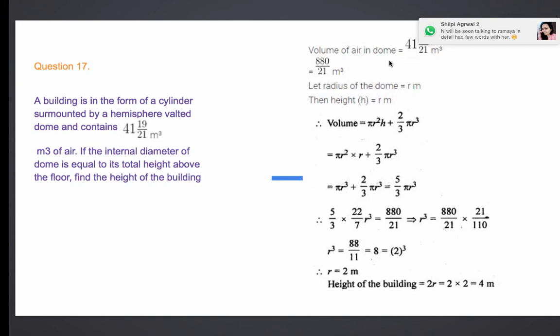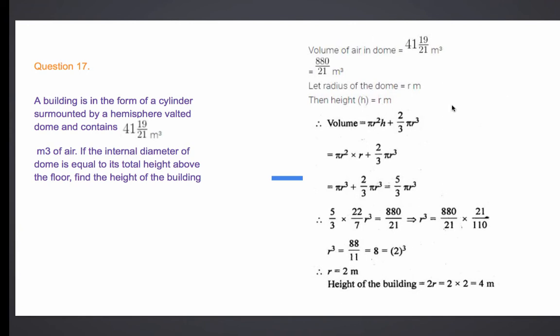Now, the volume of air in the dome is given as 4119 upon 21 meter cube. This is the total volume of the air which is inside the hemisphere as well as the cylinder, the complete dome. Okay, when you go to places like the Taj Mahal, this kind of shape it takes. The cylindrical part is there, then there is a hemispherical part over that, so that dome is there and this much air is there inside it. Okay, let the radius of the dome be r and the height h then becomes r. Why? Because it's hemispherical.